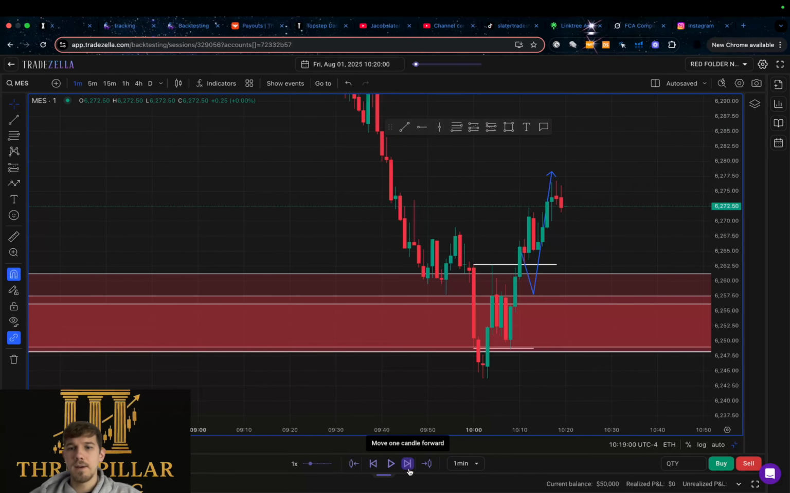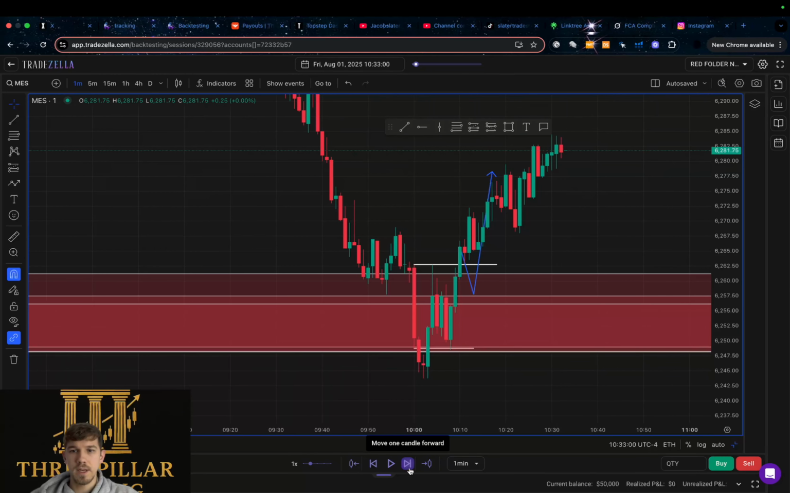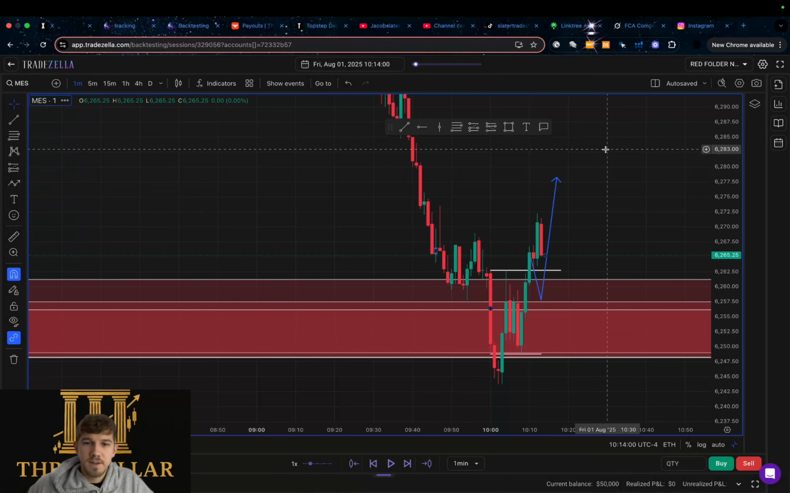That's how we could use this example to get an entry. Unfortunately, in this example, price didn't give a tap back into that fair value gap, but it did continue going up.